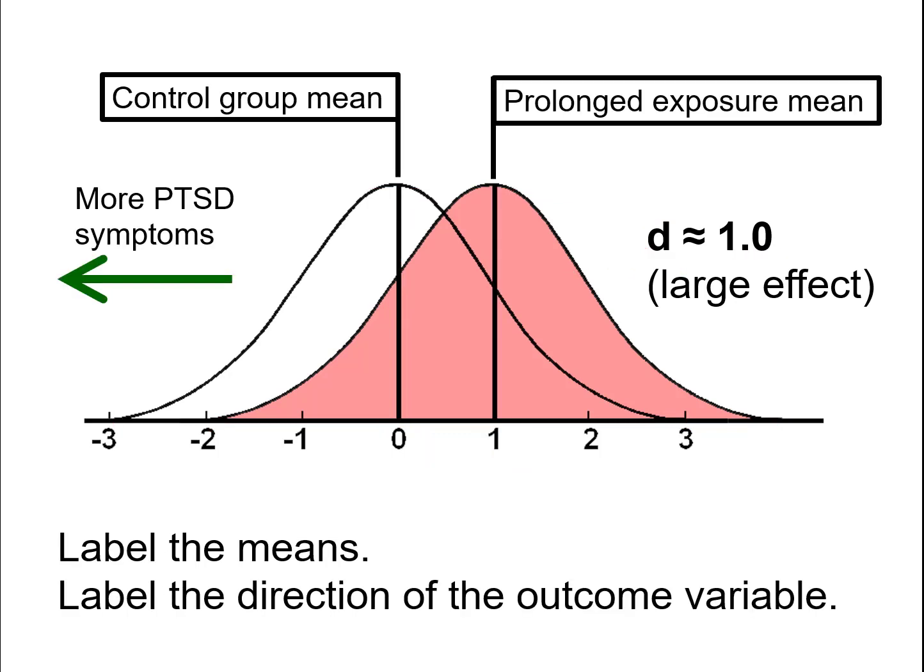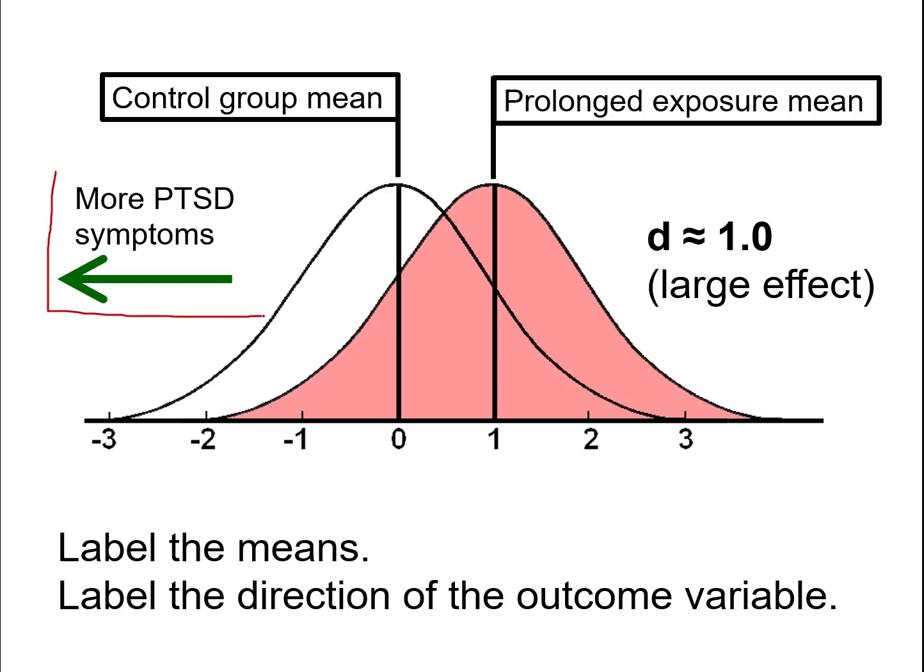Now, one thing that's going to be super important here is to put some labels on my figure just to clarify what we're looking at. And one of the most important things to clarify is what is the direction of effect we're looking at here in terms of what direction means more PTSD symptoms and what direction means fewer PTSD symptoms.